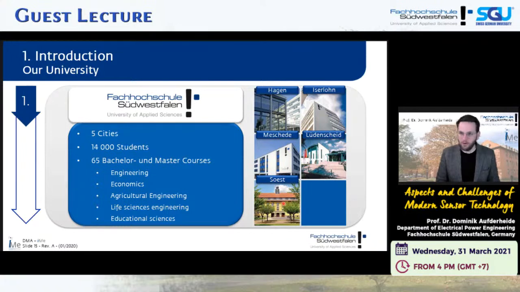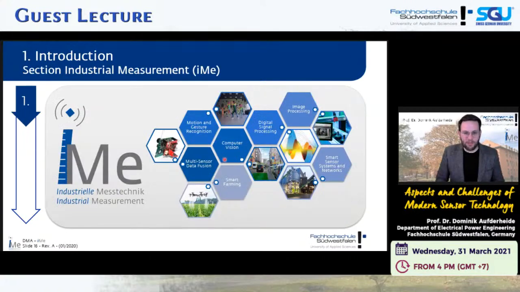And we are, let's say for Germany, a quite big university with 14,000 students, mainly in bachelor and master courses, mainly related to engineering and economics. As you see, with agricultural engineering, life science engineering, we also have educational science. We are one of the big players among the universities of applied sciences, which you might know in the German system. The universities of applied sciences are those which really deal with practical problems, combining high-value theoretical academic knowledge with the realization of things in the real world, closely related to the local industry.